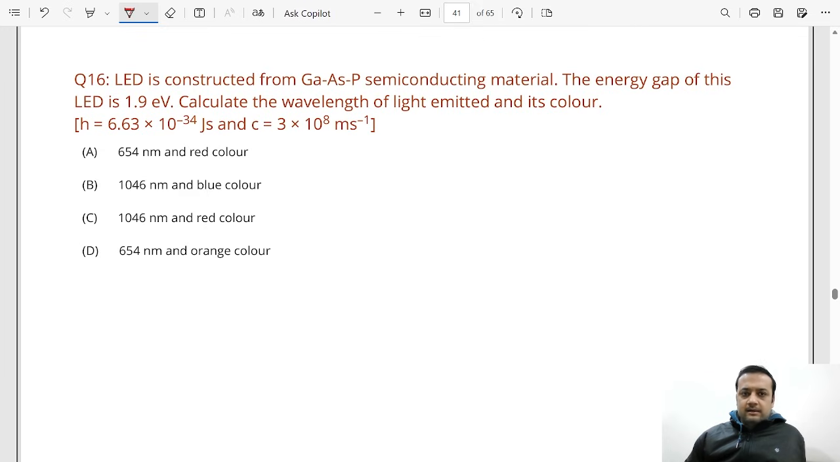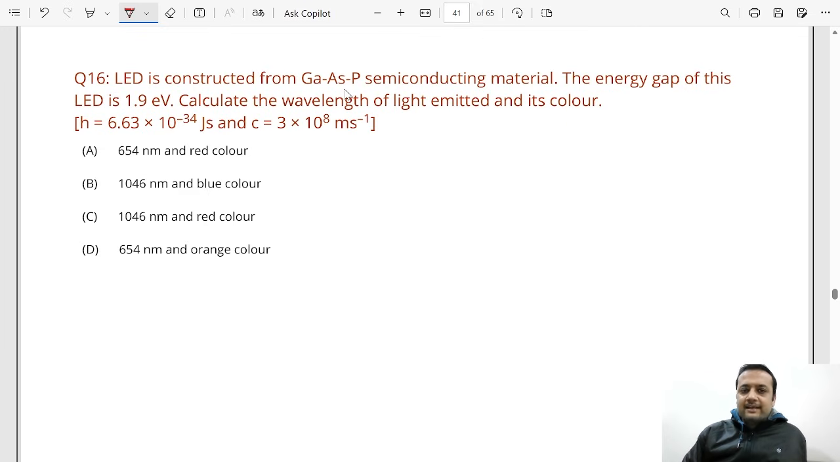An LED is constructed from gallium arsenic phosphorus semiconductor material. The energy gap of this LED is 1.9 eV. Calculate the wavelength of the light emitted and its color. So basically, it is talking about the semiconductor, and they have given you the band gap between the conduction band and the valence band. So let us say this is the valence band and this is the conduction band. Now they are talking about the LED. So look, this band gap is 1.9 electron volt.